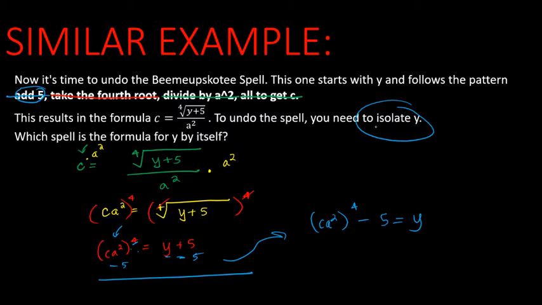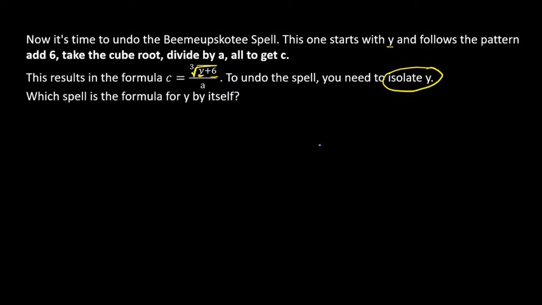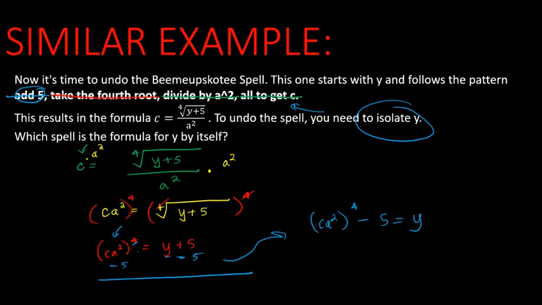All right, so now I have isolated y, and again, notice that I attacked this by doing things in the reverse order of the spell. And not only in the reverse order, but the reverse operation, right? So instead of dividing by a squared, we multiplied. Instead of taking the 4th root, we did the 4th exponent. Instead of adding 5, we subtracted, okay?